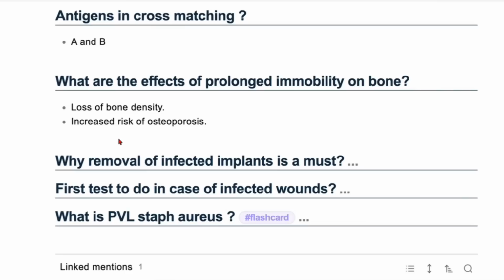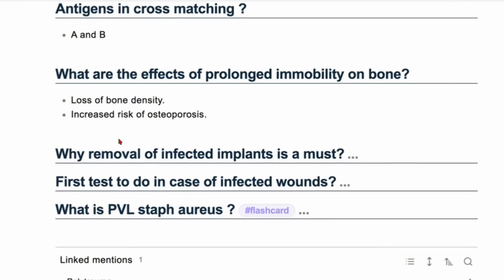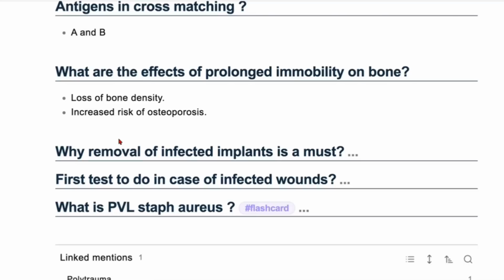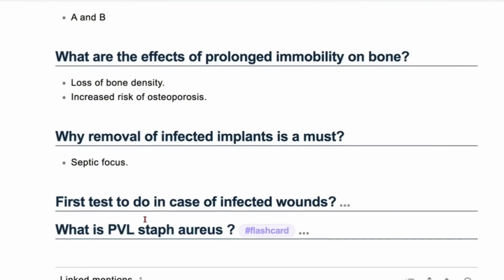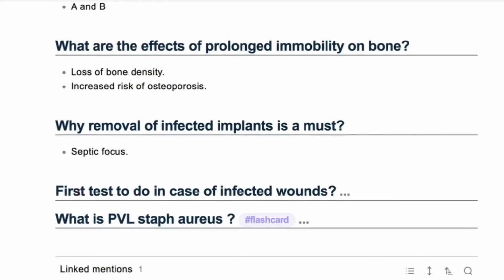And why removal of an infected implant is a must if you have an ongoing infection? So this is because an infected implant will produce a septic focus and subsequently a biofilm. It will increase virulence of bacteria and therefore will cause a fiery sepsis for the patient. Good. What is the first test to do in infected wounds? So I would like to do a wound swab and microbiology culture and sensitivity.